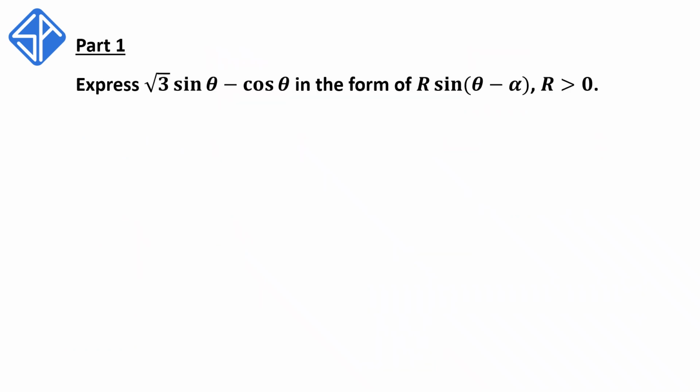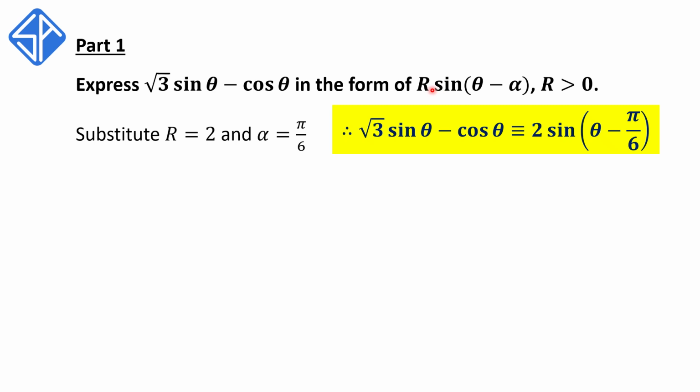So all we need to do in order to answer the first part of the question, where we're asked to express root 3 sine theta minus cos theta in the form of r sine (theta minus alpha), is substitute the values we've just found, r is equal to 2 and alpha is equal to pi on 6, into this expression, so that we have root 3 sine theta minus cos theta is equal to 2 sine (theta minus pi on 6).